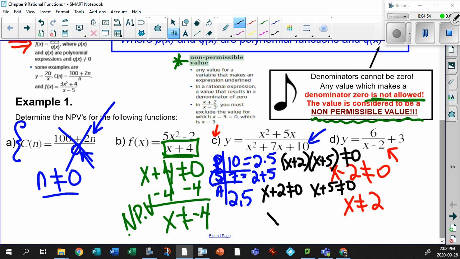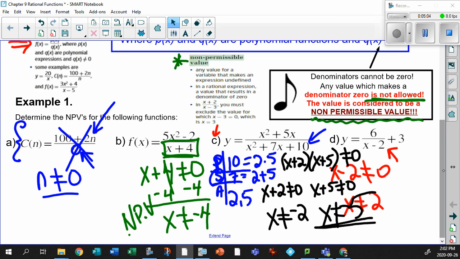Bring that over, you find out that x cannot equal minus 2 and x cannot equal, in this case, minus 5. Sorry for the overlap there, right? So this one actually has two non-permissible values. Now, what do those non-permissible values mean?